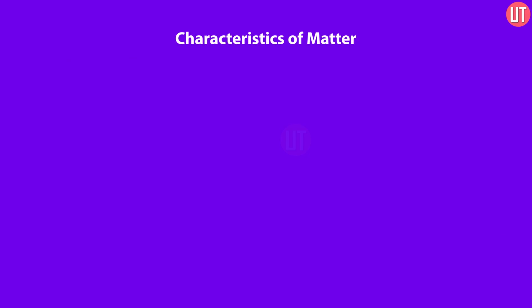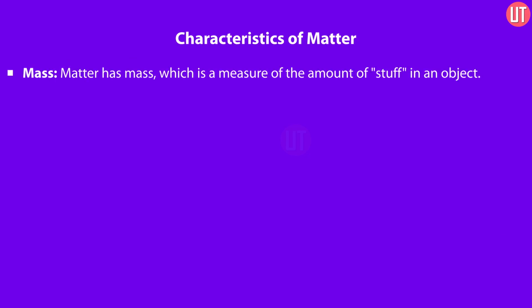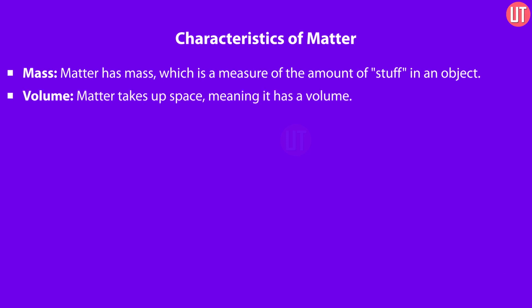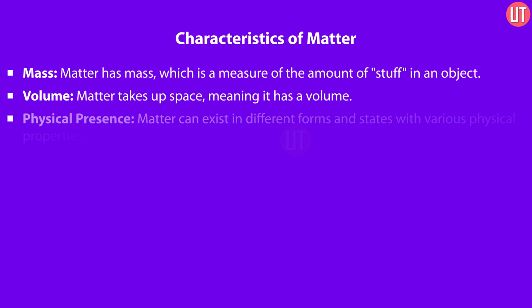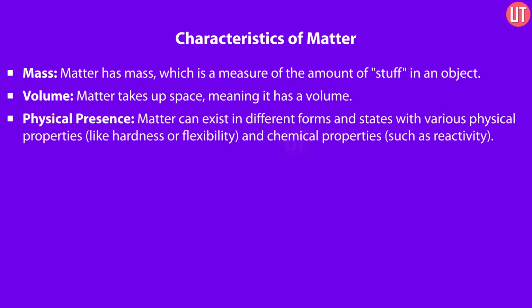Characteristics of matter. Mass. Matter has mass, which is a measure of the amount of stuff in an object. Volume. Matter takes up space, meaning it has a volume. Physical presence. Matter can exist in different forms and states with various physical properties, like hardness or flexibility, and chemical properties, such as reactivity.